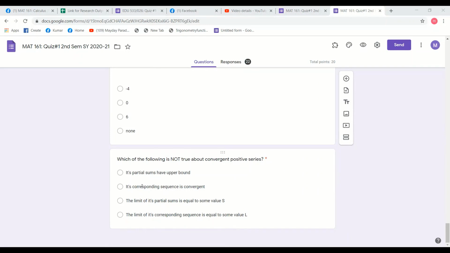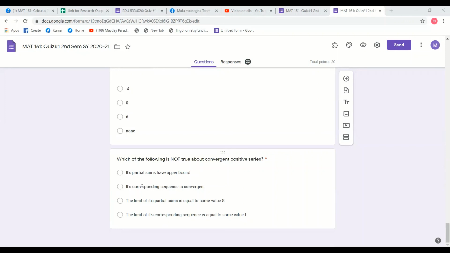Which of the following is not true about the convergent positive series? Its partial sums have an upper bound. Of course, yes, it's an upper bound. It goes to a particular limit. Its corresponding sequence is also convergent. Yes, it's convergent to 0. The limit of its partial sums is equal to some value of s. Yes, so there is a particular limit for the partial sums. The limit of the corresponding sequence is equal to some value L.